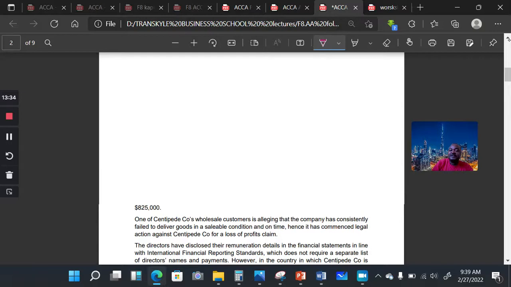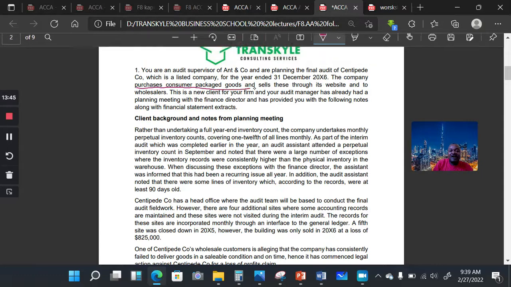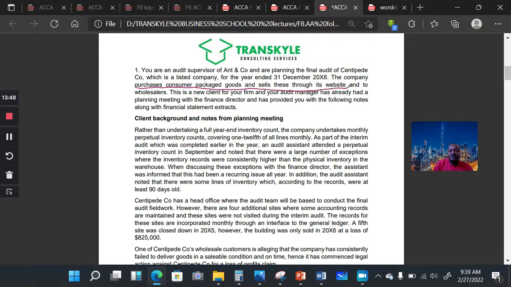If you go back to the first paragraph, this company is listed. The company purchases consumer packaged goods and sells these through a website. This is an IT compliant company, an IT sophisticated company. It does everything online. Do we have the necessary skills? This is where we need the IT gurus. We need to consider all those things.